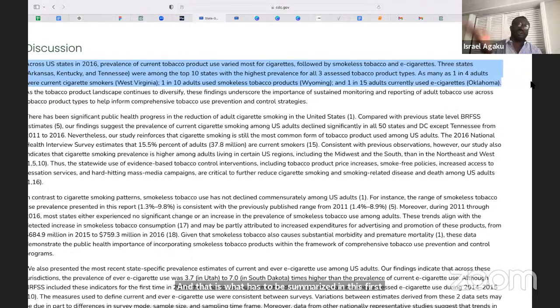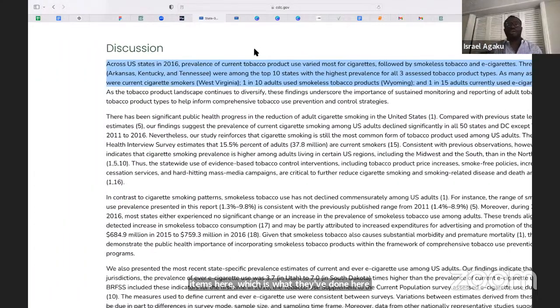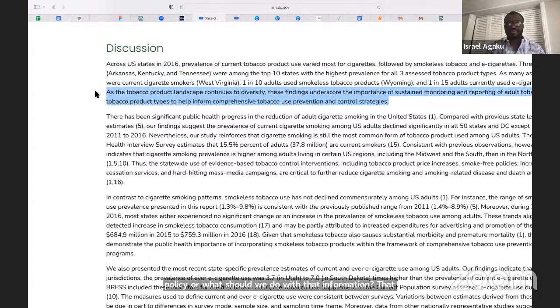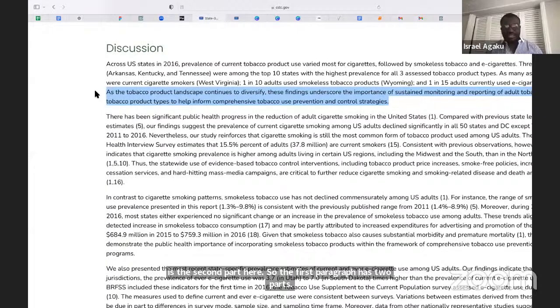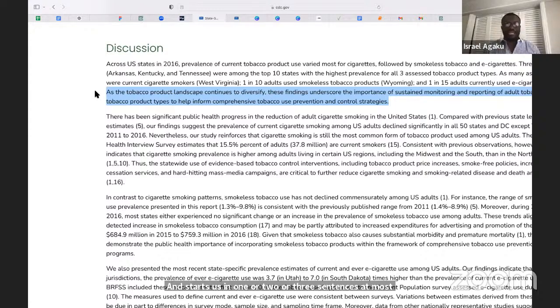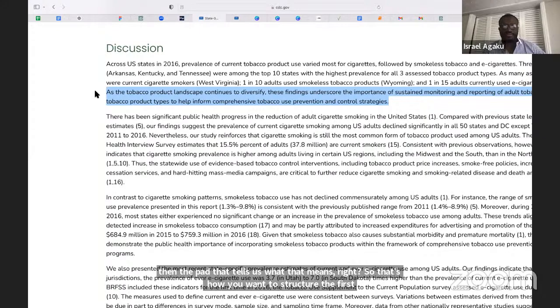And then when you are done with that, what is the implication? How can that move policy, or what should we do with that information? That is the second part here. So the first paragraph has 2 parts. The part that distills the most important finding from the whole study and tells us in 1 or 2 or 3 sentences at most, and then the part that tells us what that means, right? So that's how you want to structure the first paragraph of your discussion.